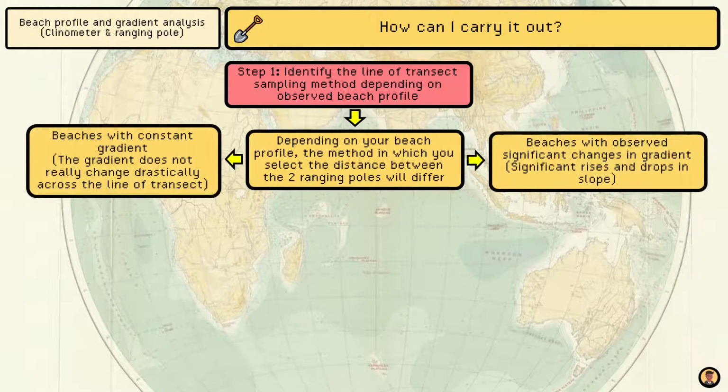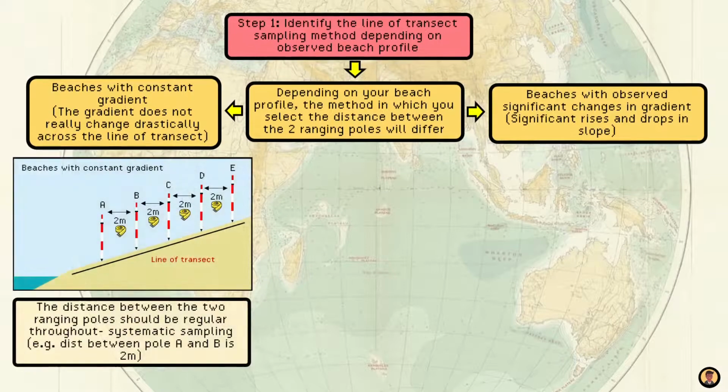Okay, so basically there are two types of beaches that you will encounter. The first one is beaches with a constant gradient. This means that the gradient does not really change drastically across the line of transect. So basically a beach with constant gradient will look something like this. So you see that there are no major changes in gradient over here across the line of transect.